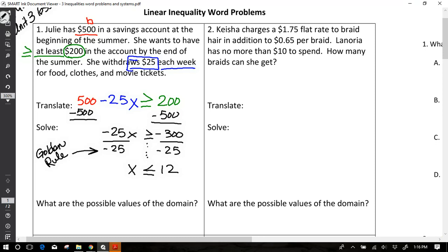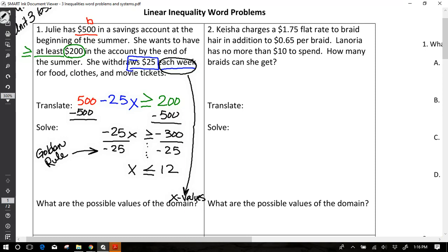All right, now let's do the second part of this problem. It asks me for the possible values of the domain. So remember, domain are the X values. So I need to go back up to my original word problem, and I need to decide which part of the word problem represents the X values. And that would be the each week are my X values, okay? It's the information that comes right after the slope.